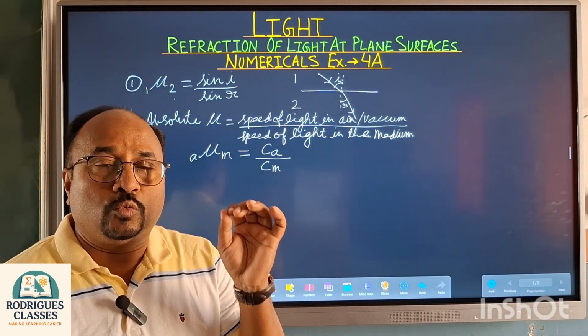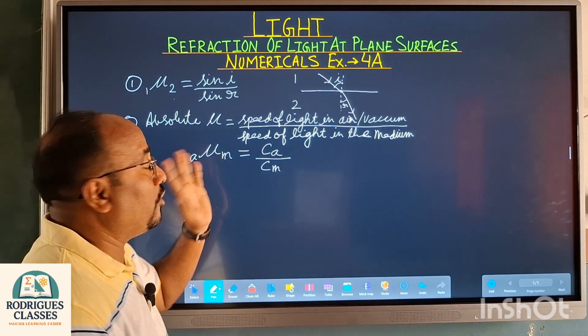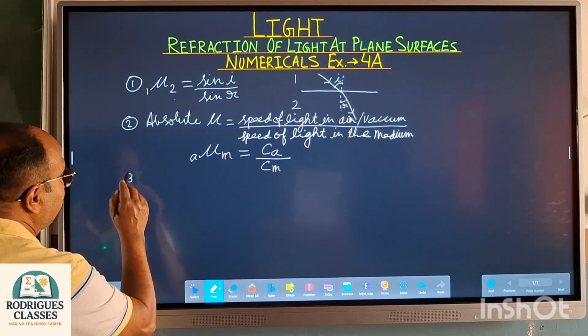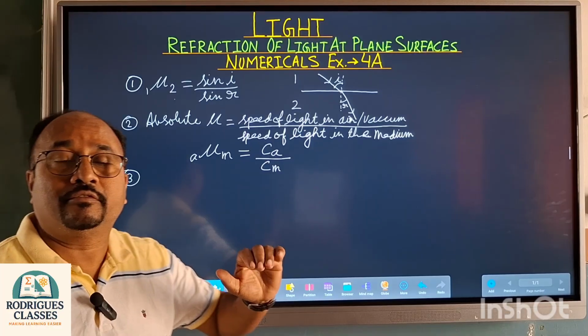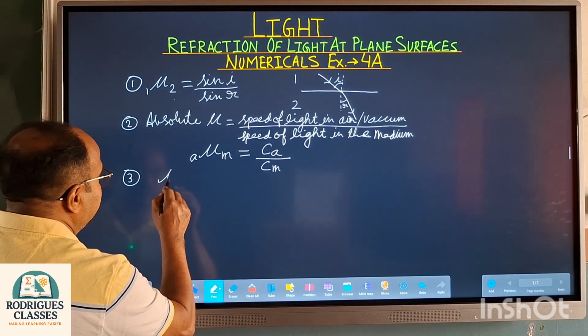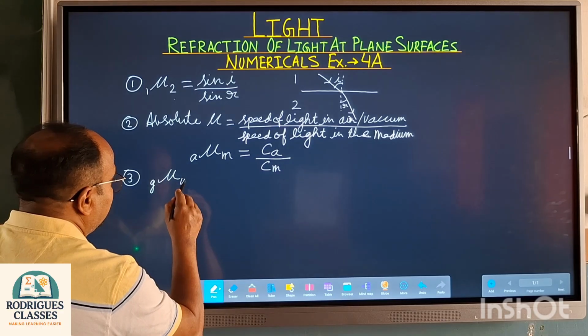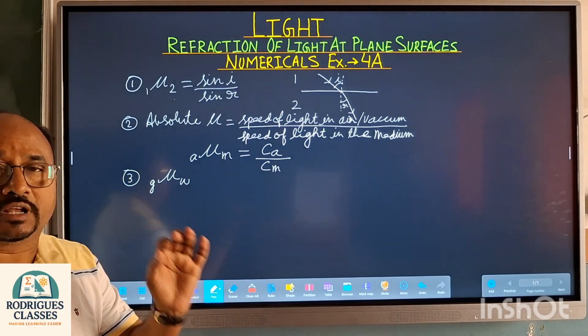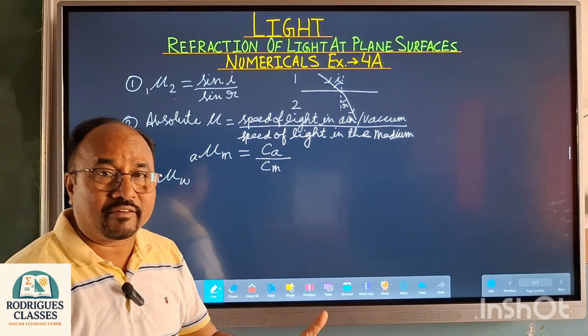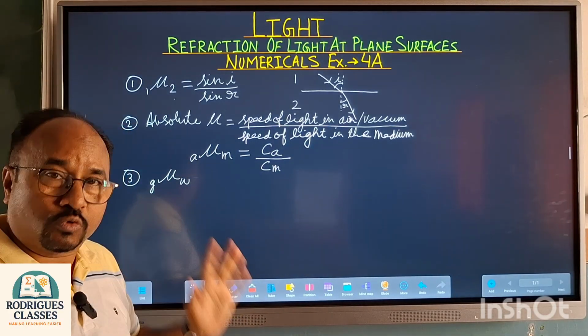So with speed, we have seen the formula for refractive index. I can change this, changing air to any other medium. So if I write here, G stands for glass, W stands for water. So the ray of light is traveling from glass to water.